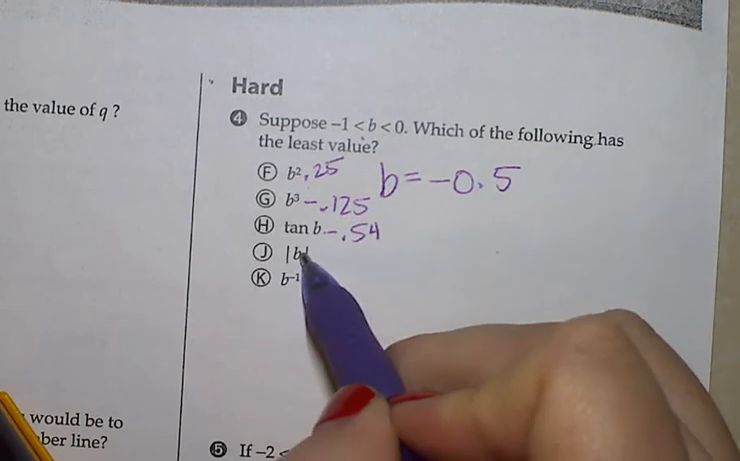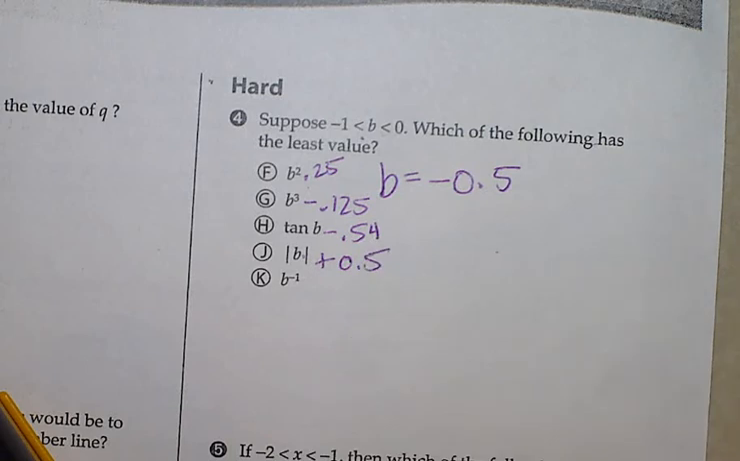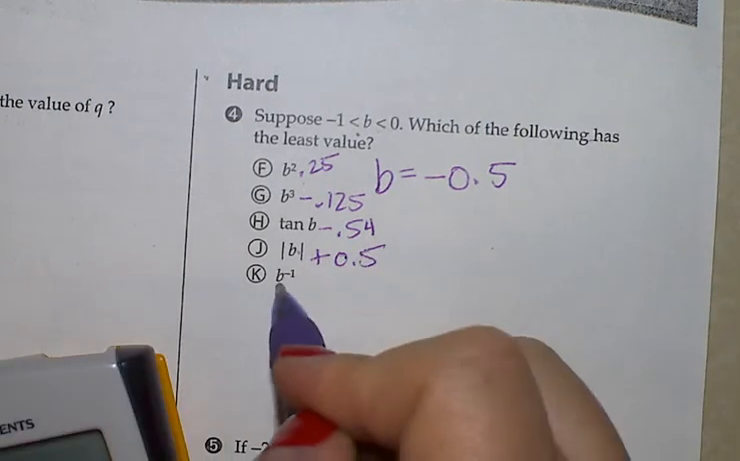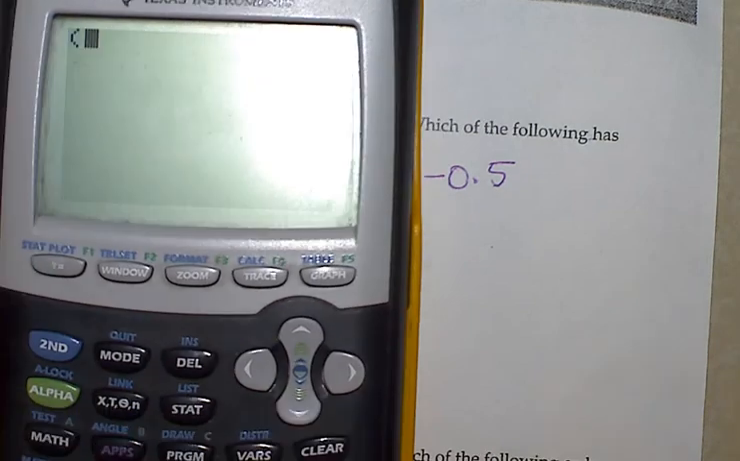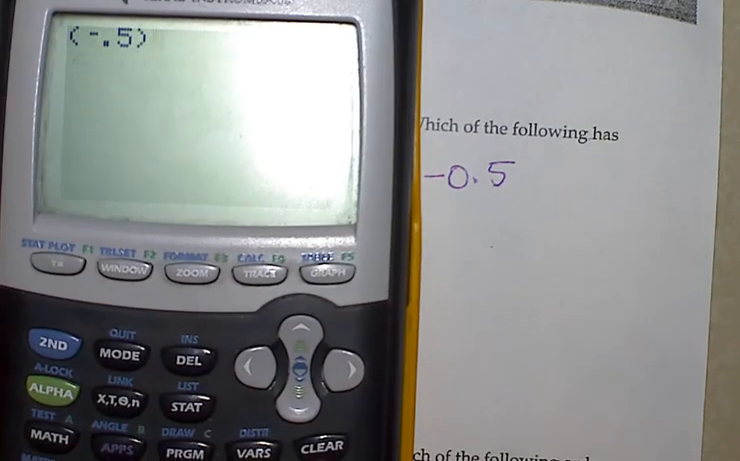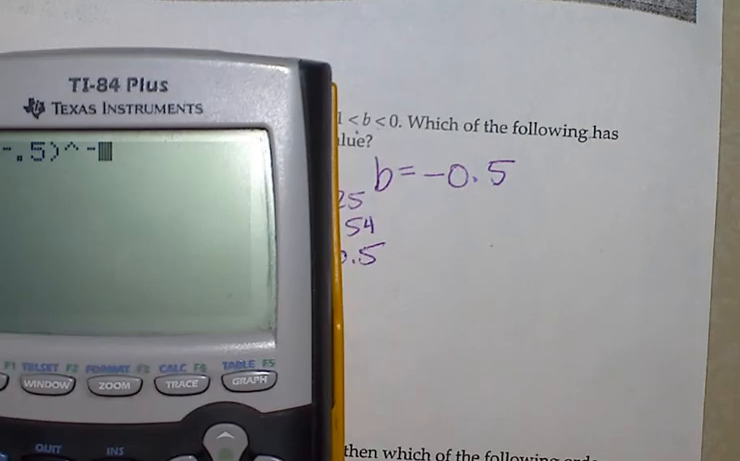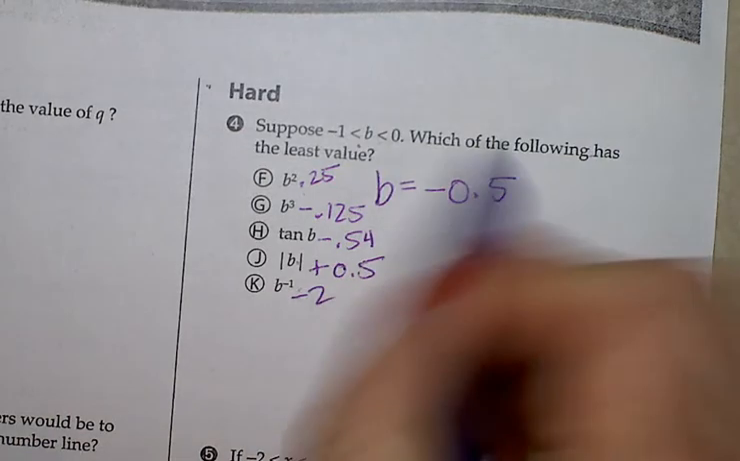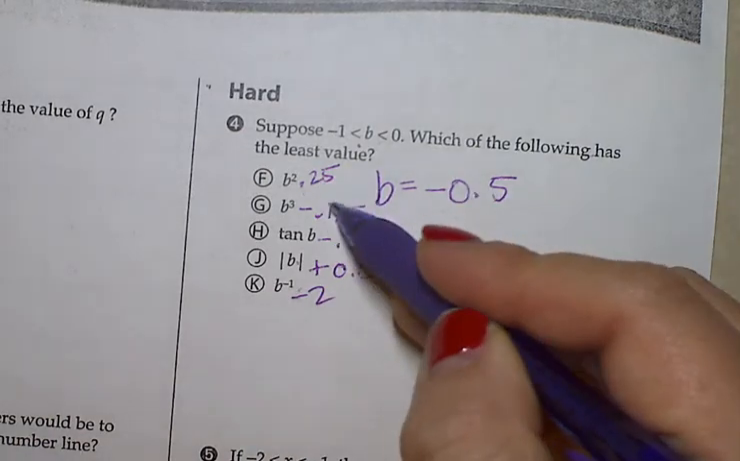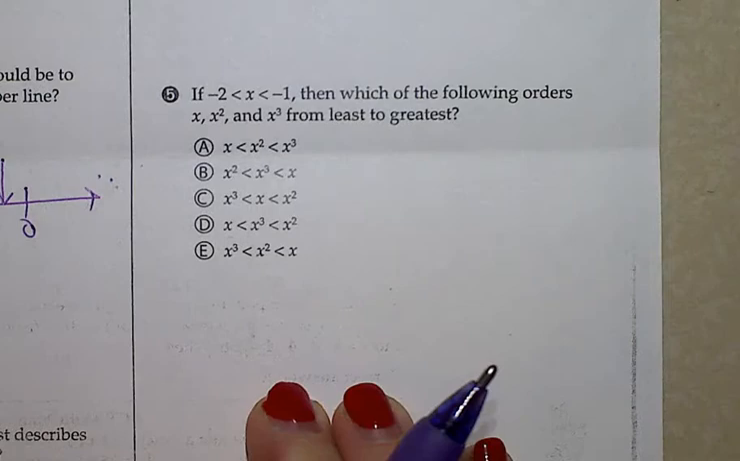The absolute value of negative 0.5 is a positive 0.5. And now negative 0.5 raised to the negative 1 power. We're going to put in parentheses, negative 0.5 raised to the negative 1. And we end up with a negative 2. So out of these options, what is the least value? Negative 2. Okay, going on right now to number 5.